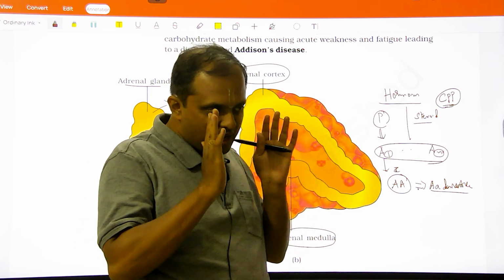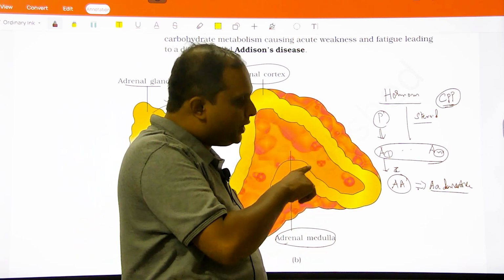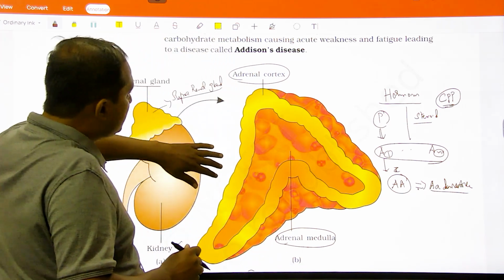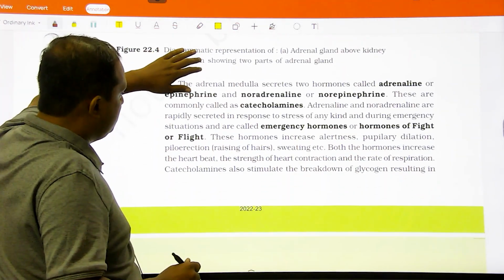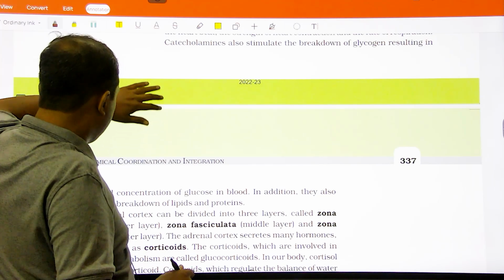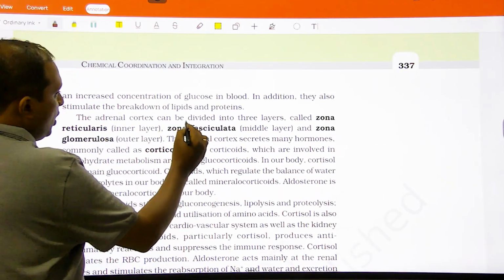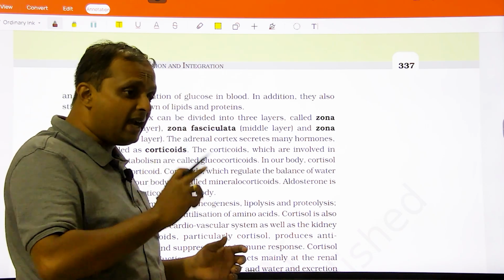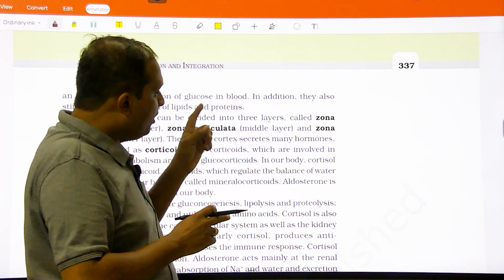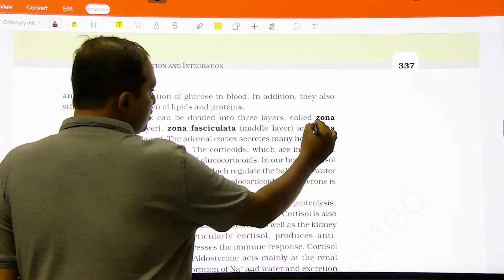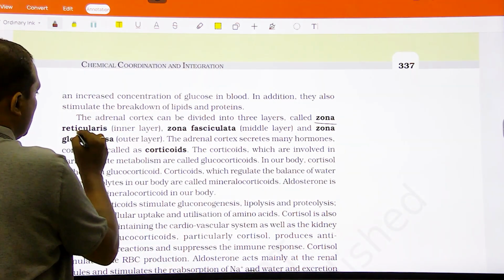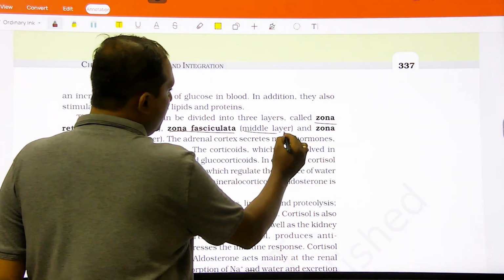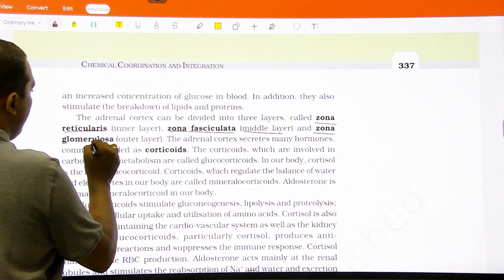So you have to understand this before we get into the discussion regarding the adrenal gland. Clear? Now let's get into the adrenal cortex. The adrenal cortex can be divided into 3 layers. Further, you are dividing the adrenal gland itself into cortex and medulla. The cortex is divided into 3 layers: zona reticularis, innermost layer; zona fasciculata, middle layer; and zona glomerulosa, outer layer.